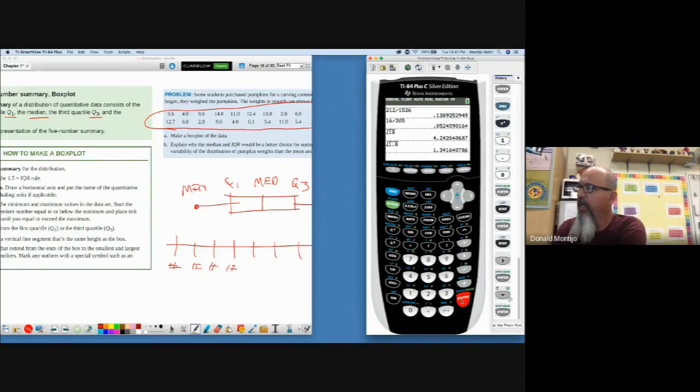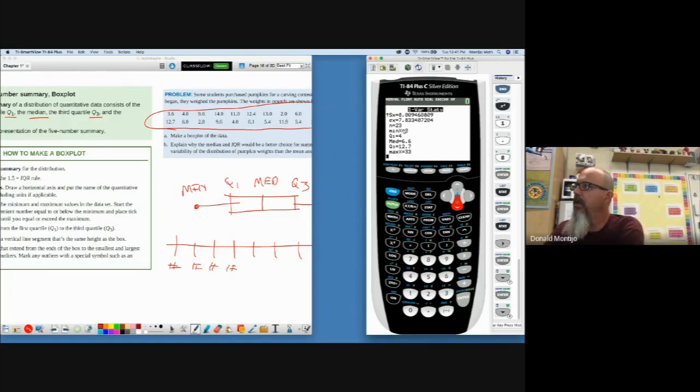and I hit calculate. Look, it gives me the mean, x bar. It gives me the summation of x. So if I add all those numbers together, I get 228.5. It gives me the standard deviation, which is about 8. It gives me how many data points there are. The minimum, the lightest pumpkin, was 2. And if I scroll down here, it'll give me the rest of the information.